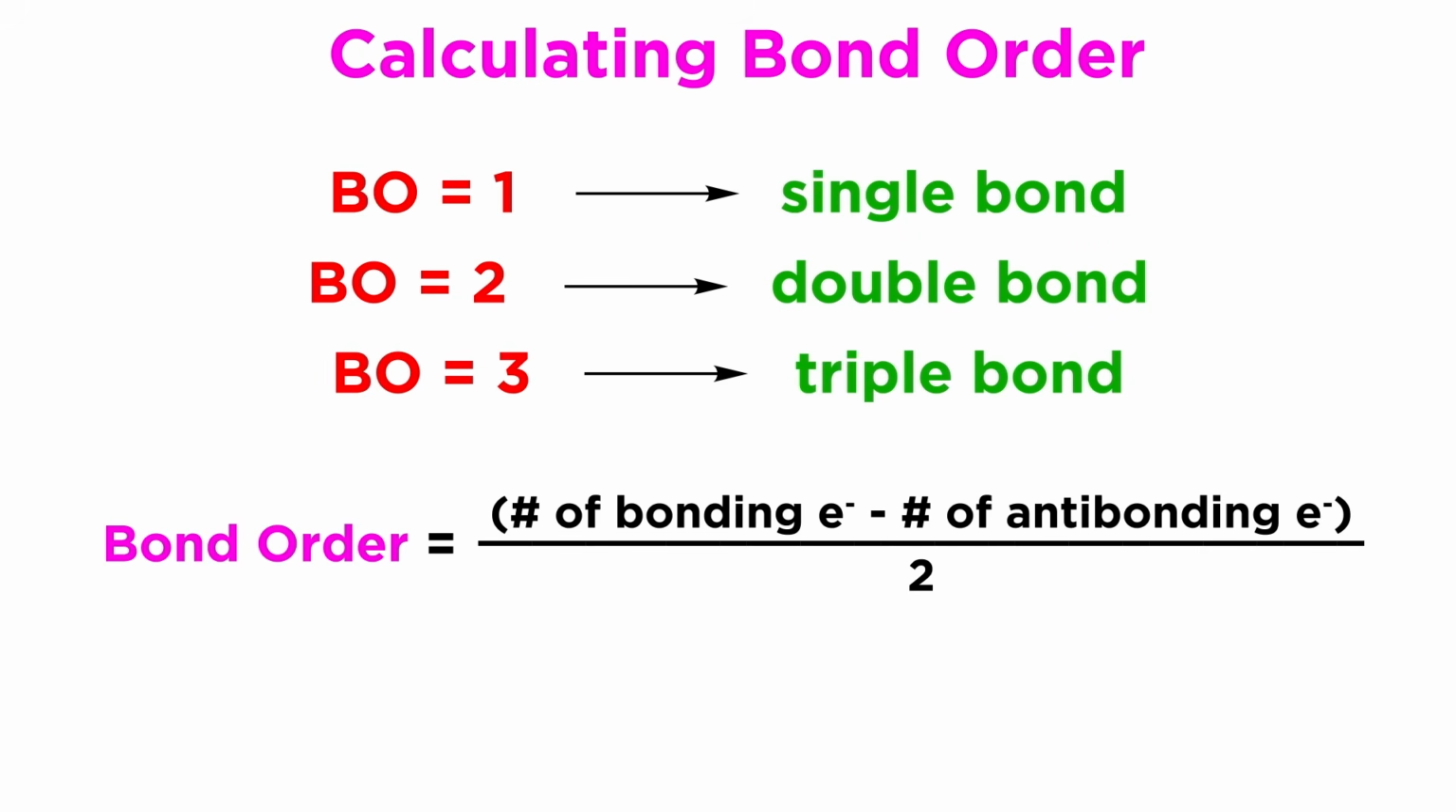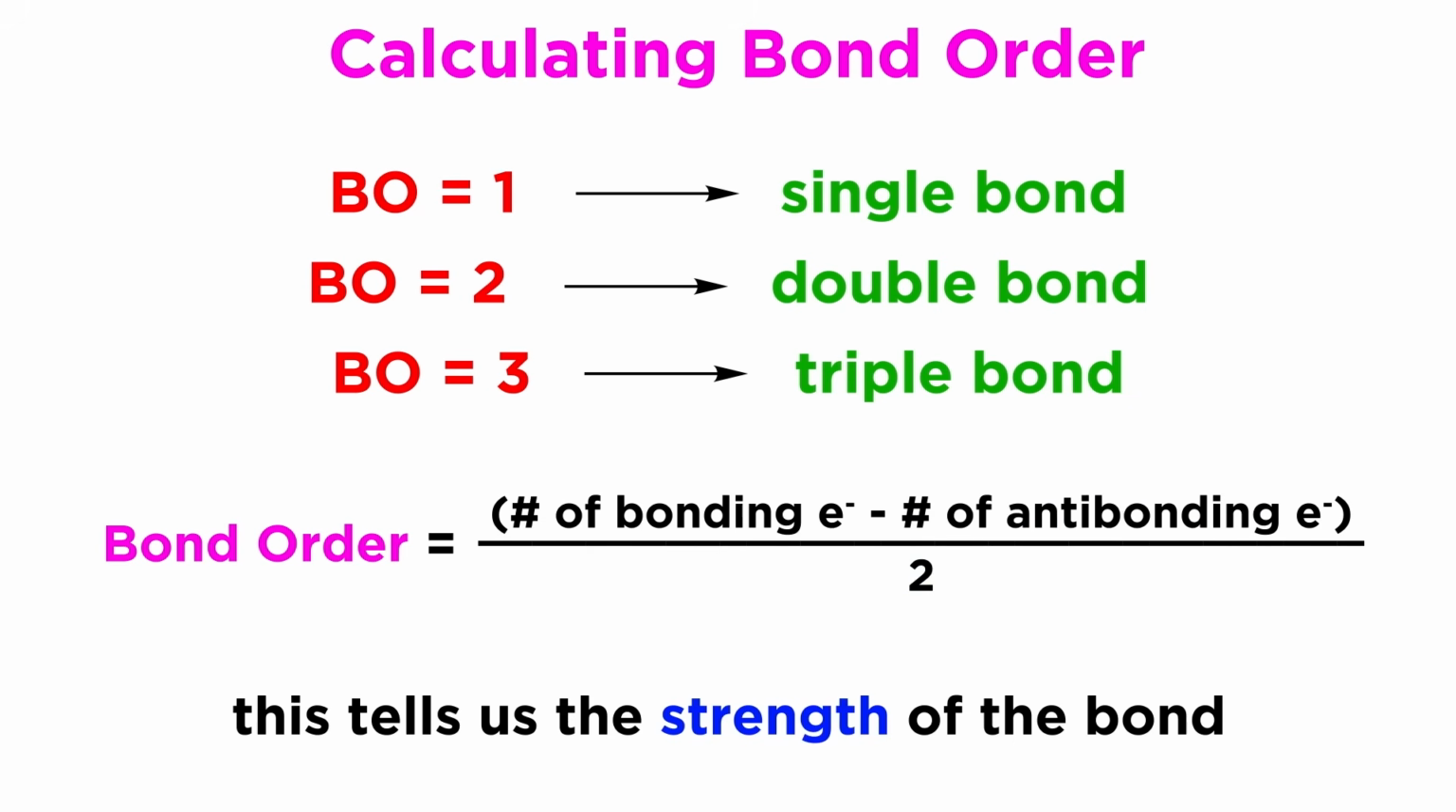To calculate the bond order, we simply take the number of electrons in bonding orbitals, subtract the number of electrons in antibonding orbitals, and divide the result by 2. The bond order will tell us the strength of the bond between 2 atoms, as a higher bond order means more bonds and therefore a stronger interaction.